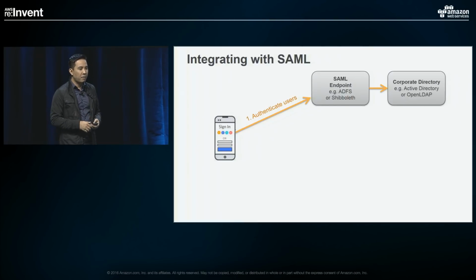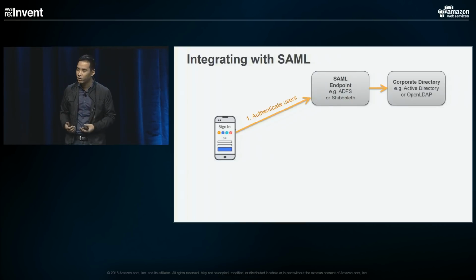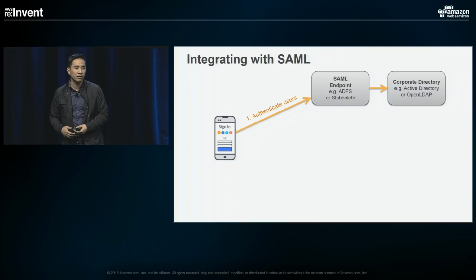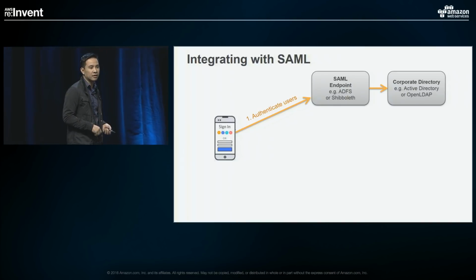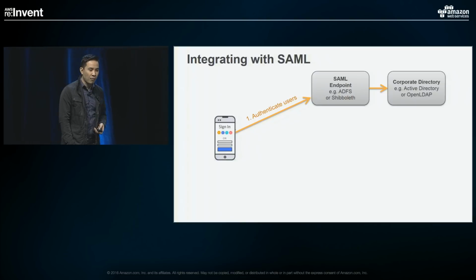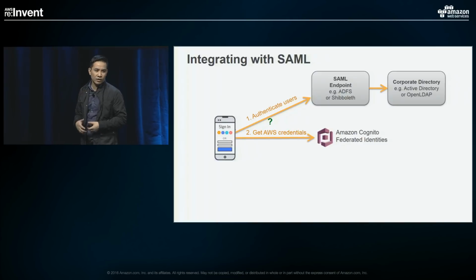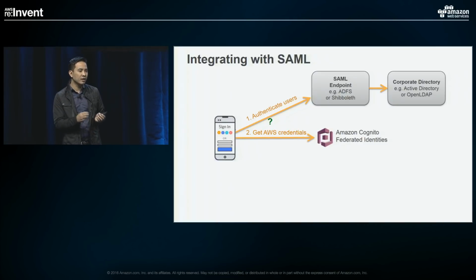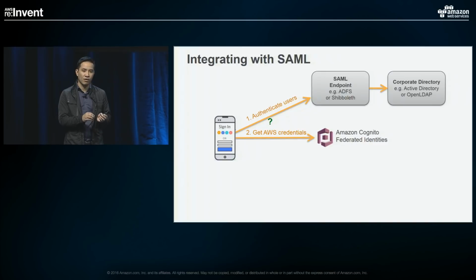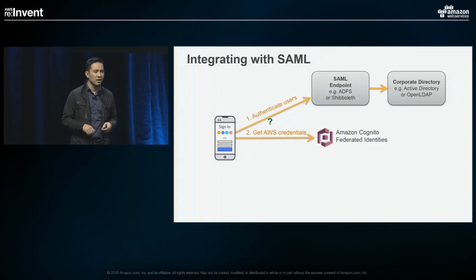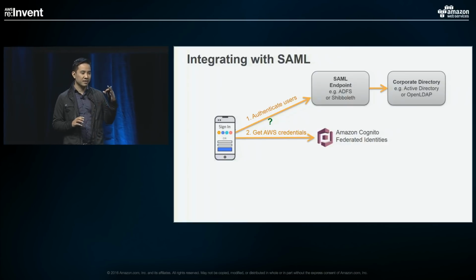So at a high level, the pattern for integrating SAML with a mobile application is still very similar. You would want to authenticate against your SAML endpoint, against ADFS or with Shibboleth, which in turn calls Active Directory or OpenLDAP. And then if you have that SAML token or that SAML claim, you can then use that to trade up for AWS credentials. But it's really this step between 1 and 2 where a lot of the complexity and the complication is.